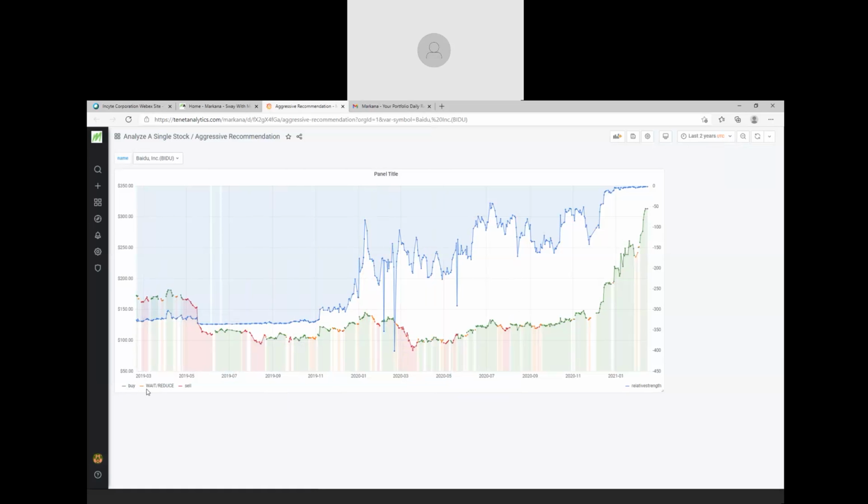The green is a buy. The orange is a wait or a reduce. Wait means wait to get in. Reduce is if you have that in your portfolio, you reduce your exposure. And when it is red, it is a sell.